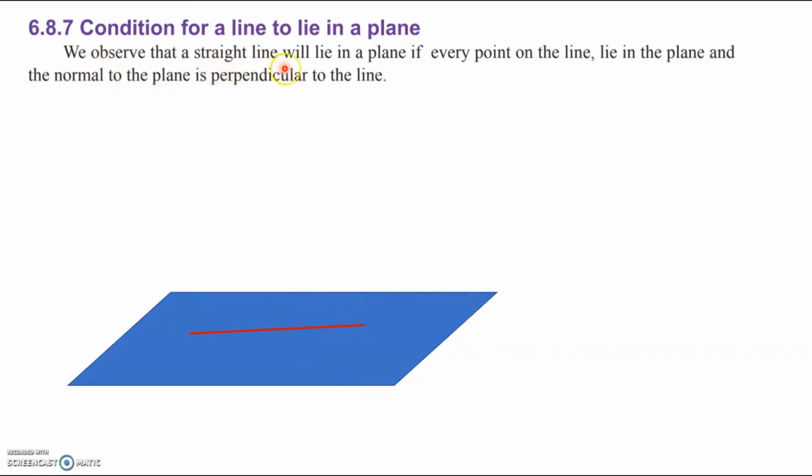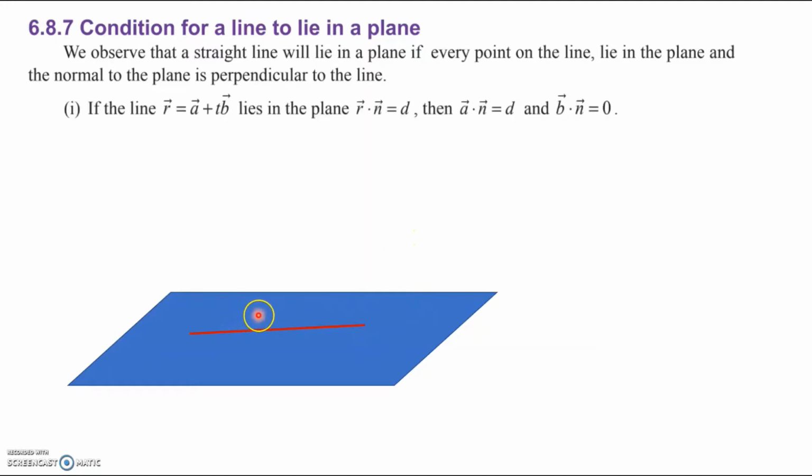So, we observe that the straight line will lie in the plane if every point on the line lies in the plane and the normal to the plane is perpendicular to the line. So, two things that we will study: one, that every point on this line lies on the plane, and the normal to the plane will also be perpendicular to the given line. So, if our line is given by this formula, the line here is given by R vector is equal to A plus TB vector.